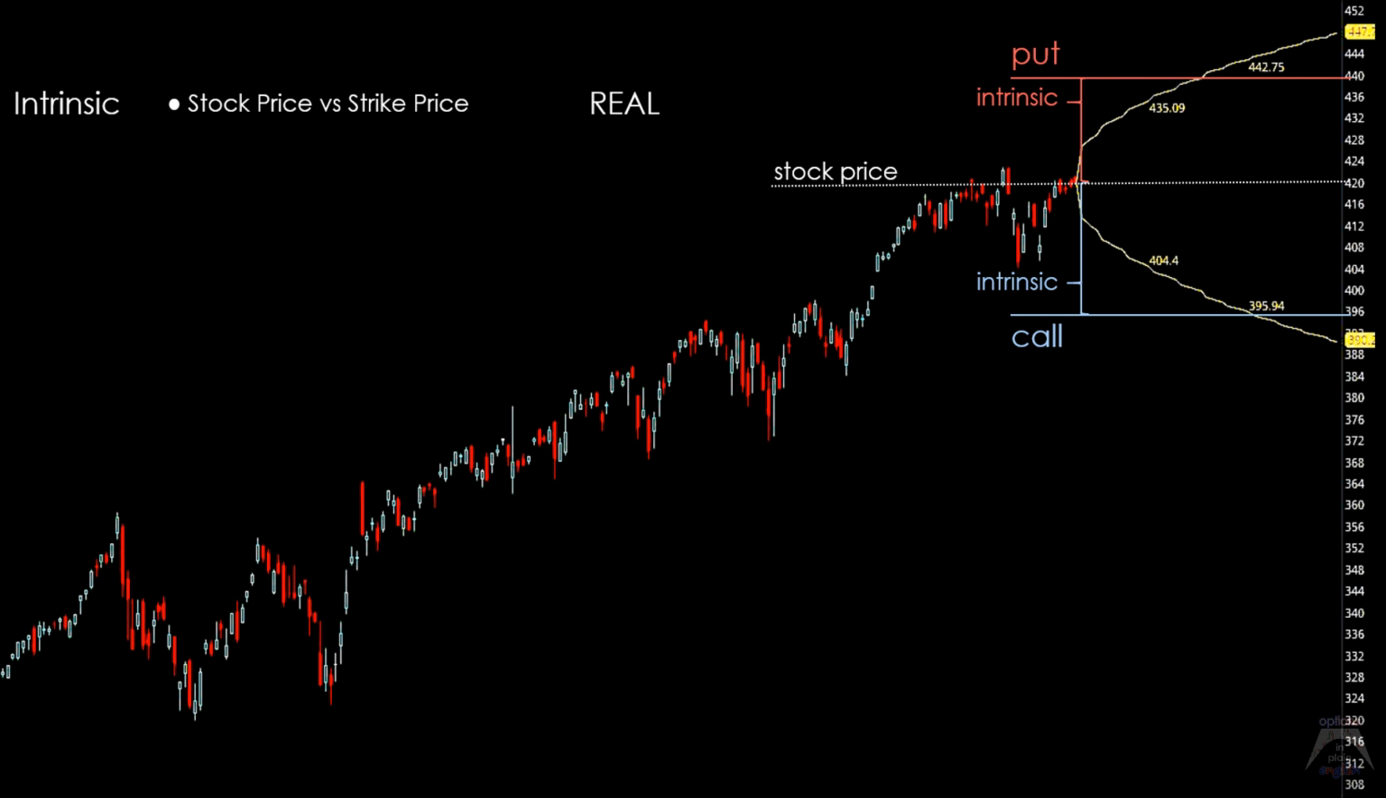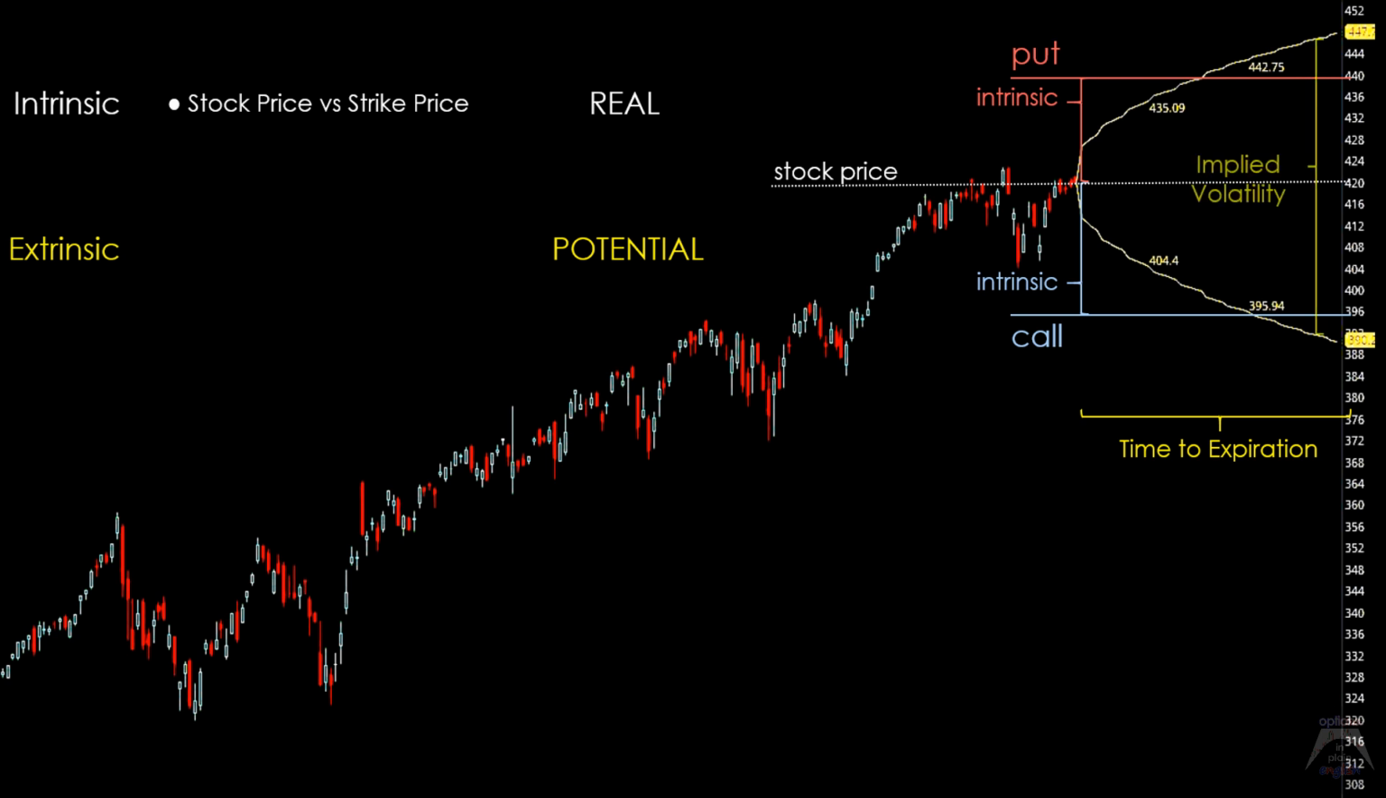From what we've seen so far, we can conclude that intrinsic value is a measure of real tangible value in our options, whereas extrinsic value is the market's current estimation of potential gains because of changes in stock prices between now and expiration due to a stock's volatility or potential for price change.